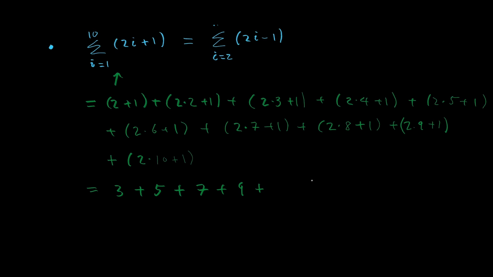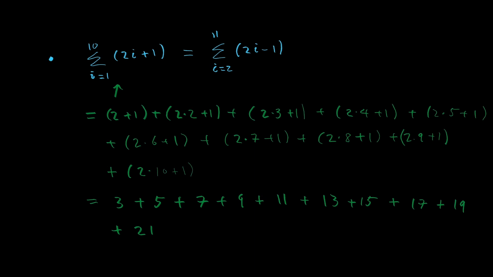The next one, 2 times 5 plus 1, is going to be 11, plus 13, plus 15, plus 17, plus 19, all the way up to 21. I looked at this term and thought it was the final one, but I forgot about this one. Then we'd have plus 21, which is 2 times 10 plus 1.